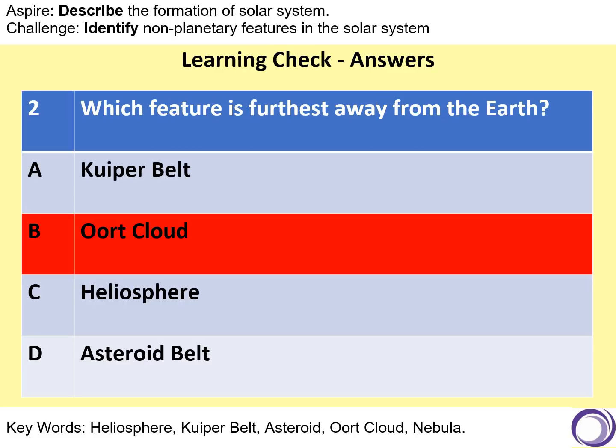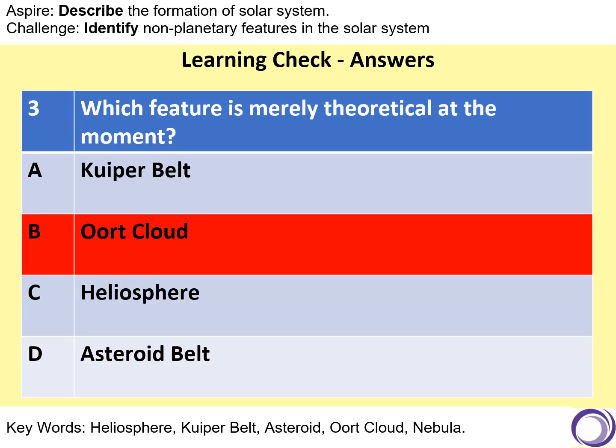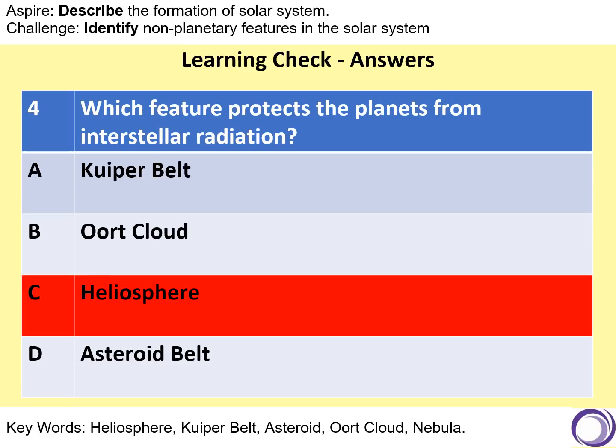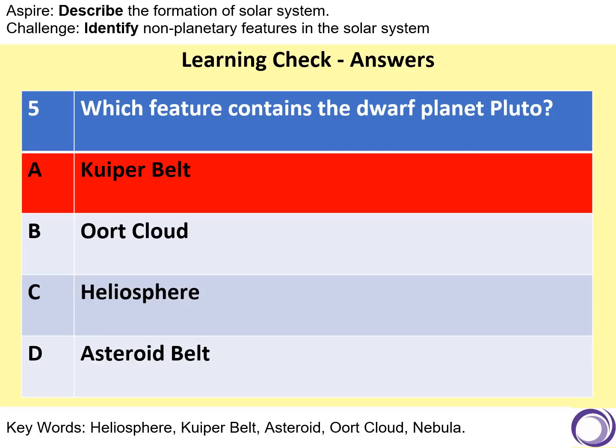It is B, the Oort cloud. Question 3, which feature is merely theoretical at the moment? It is also B, the Oort cloud. Question 4, which feature protects the planets from interstellar radiation? It is C, the heliosphere. And question 5, the final one, which feature contains the dwarf planet Pluto? It is A, the Kuiper belt.